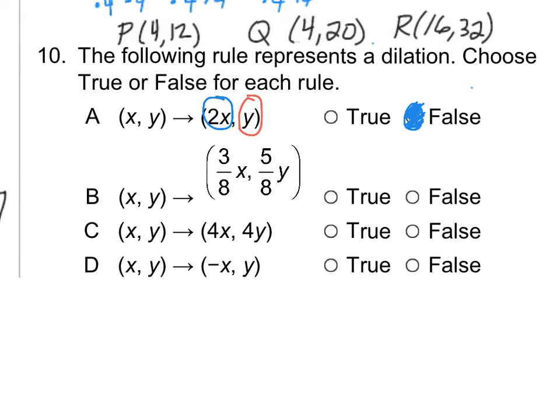On part B, we take a look at the scale factor for x, it's 3/8. We take a look at the scale factor for y, it's 5/8. In this case, the answer would also be false. The scale factor is not the same number. On part C, we take a look at the scale factor for x, it's 4, and for y, it's 4. They are the same. In this case, it would be true. And for D, our scale factor would be -1. And for y, it says leave it alone. Don't do anything. Since we're not doing the same thing for both, the answer would be false.